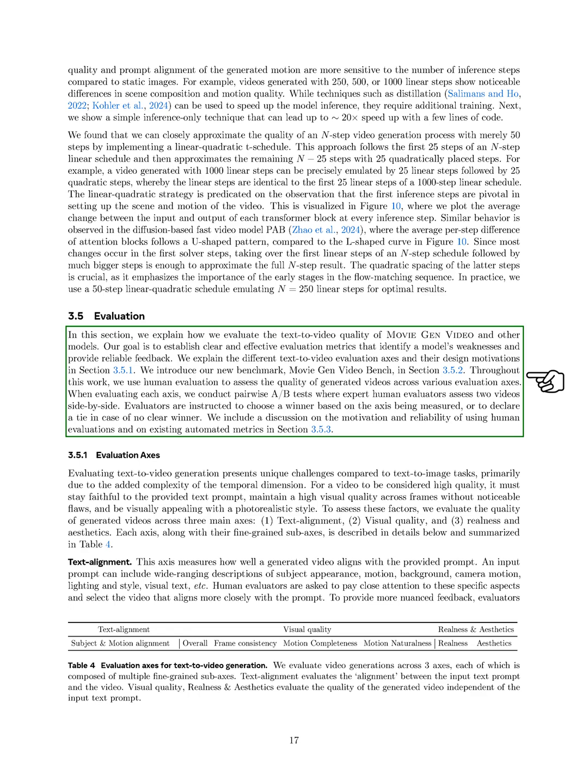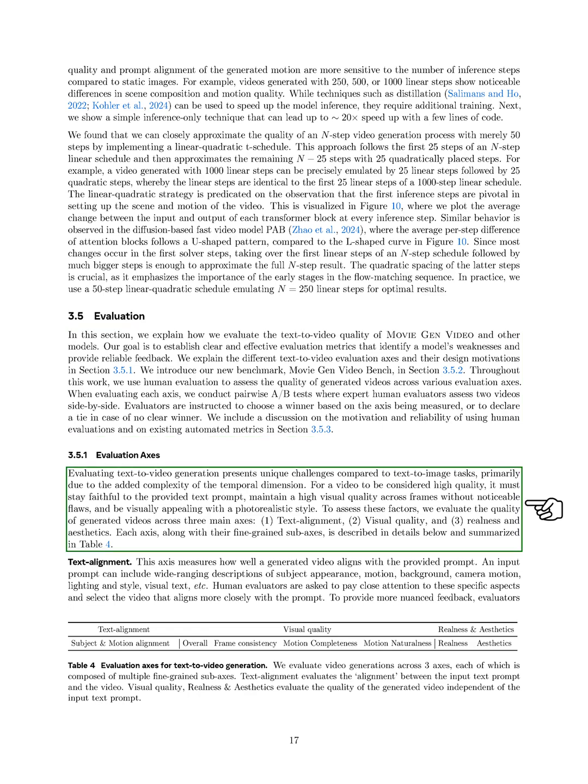Throughout our work, we rely on human evaluations to assess the quality of generated videos across different axes. For each axis, we conduct pairwise A/B tests where expert evaluators compare two videos side by side. They choose a winner based on the specific axis or declare a tie if there is no clear winner. We also discuss the reasons for using human evaluations and the limitations of existing automated metrics.